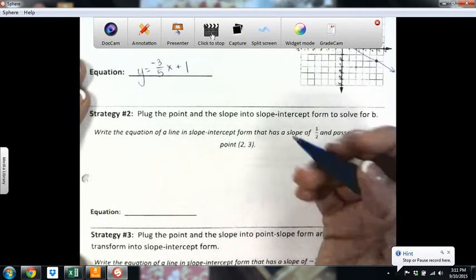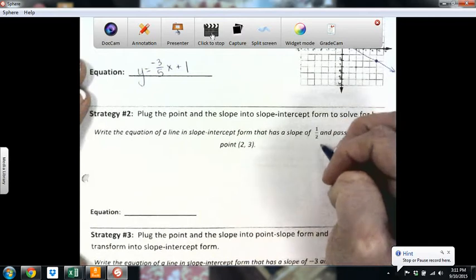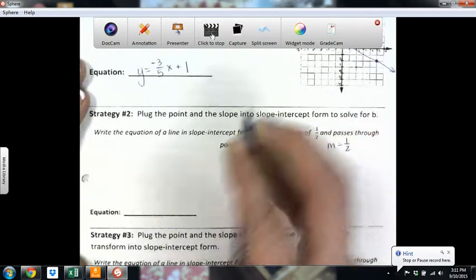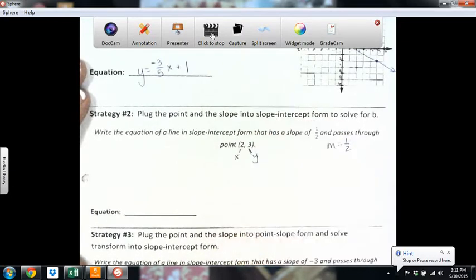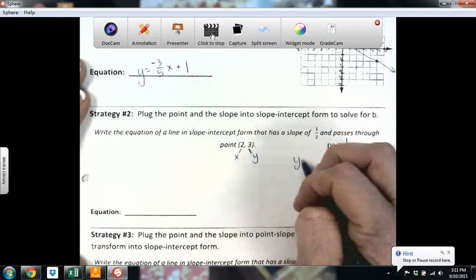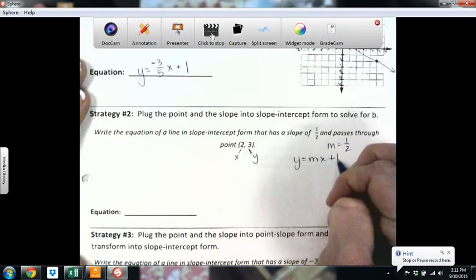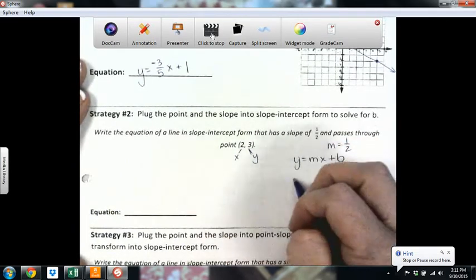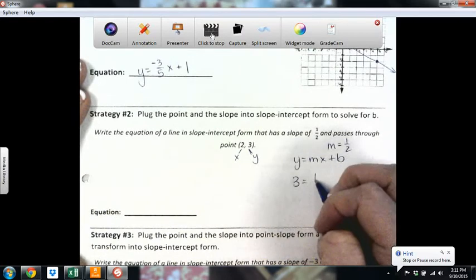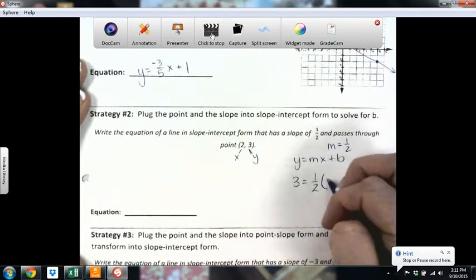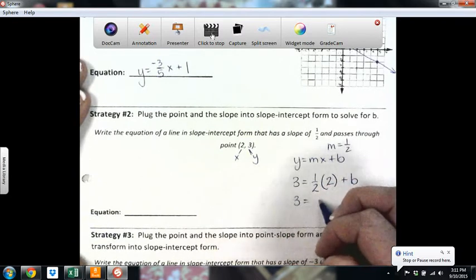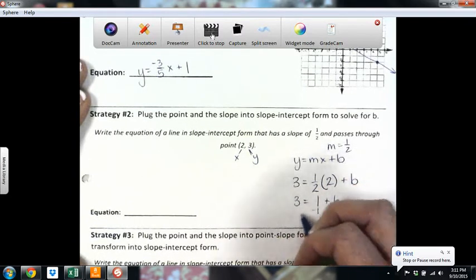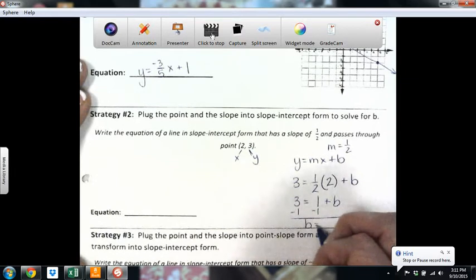So for example, my m here is 1/2. My point has an x value and a y value, and so I'm going to plug that into my slope-intercept form. So if I have y equals mx plus b, I'm going to replace the y with 3 equals my m with 1/2 times my x, which is 2, plus b. So then to solve this, half of 2 is 1, so 3 equals 1 plus b, and when I subtract 1 from both sides, I get that b equals 2.